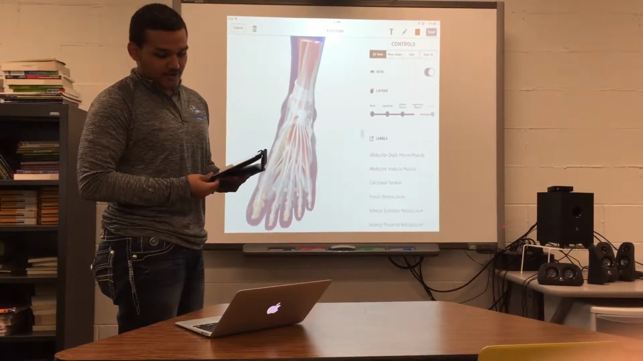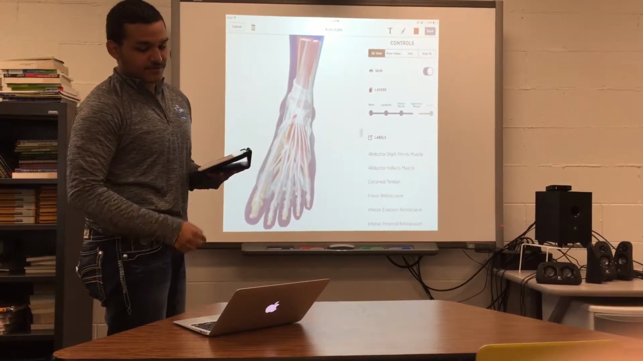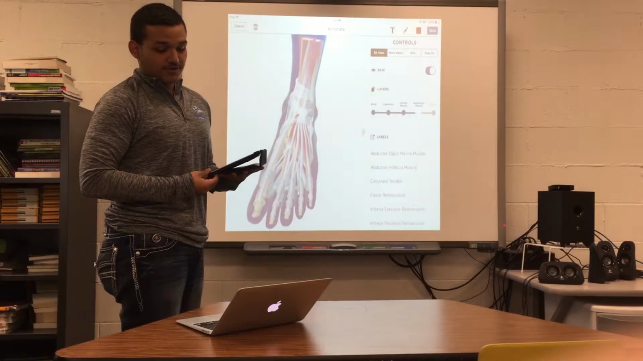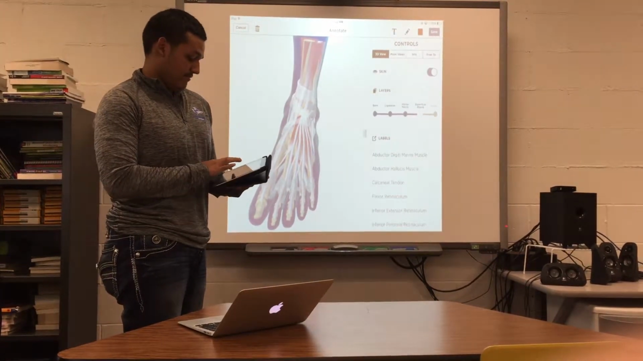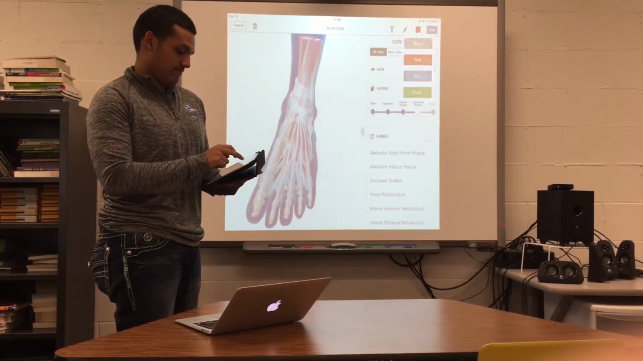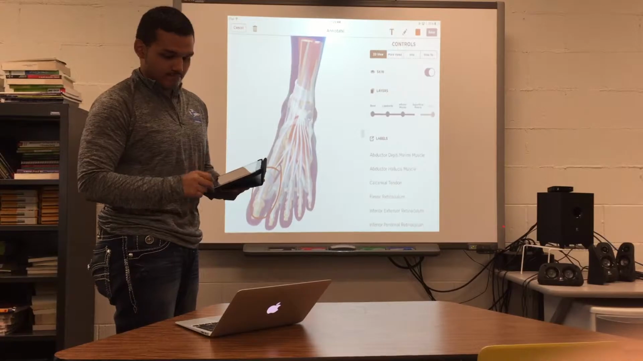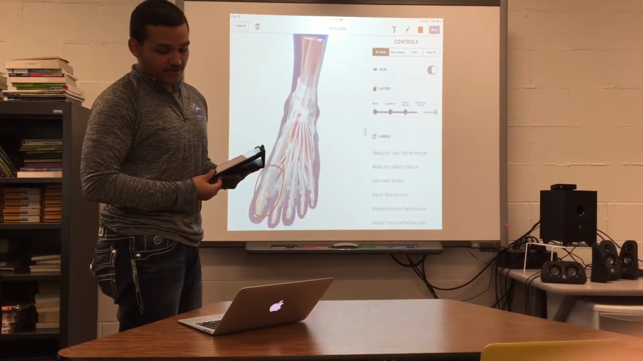Next is the extensor hallucis longus. Its origin is the anterior surface of the fibula, and its insertion is the distal phalanx of the great toe. Right here. And its action is to extend the great toe, dorsiflexion, and inversion of the foot.